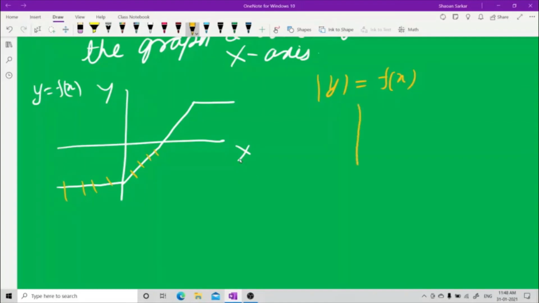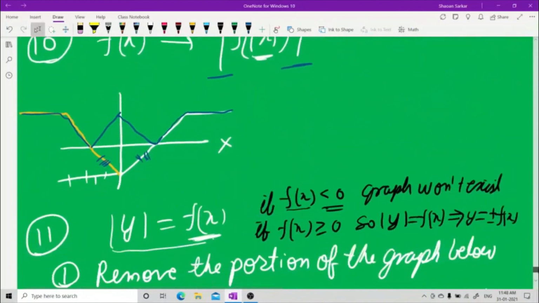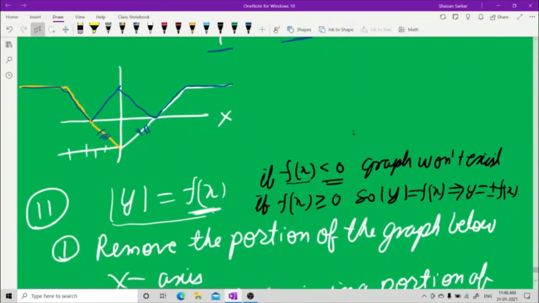So what are you left with? Let this be the x-axis and this the y-axis. Only this much portion, and then take the image of this here. This is what I mean by plus f(x), and this is what I mean by minus f(x). This is a bit different here. For f(x) less than 0, the graph won't exist.